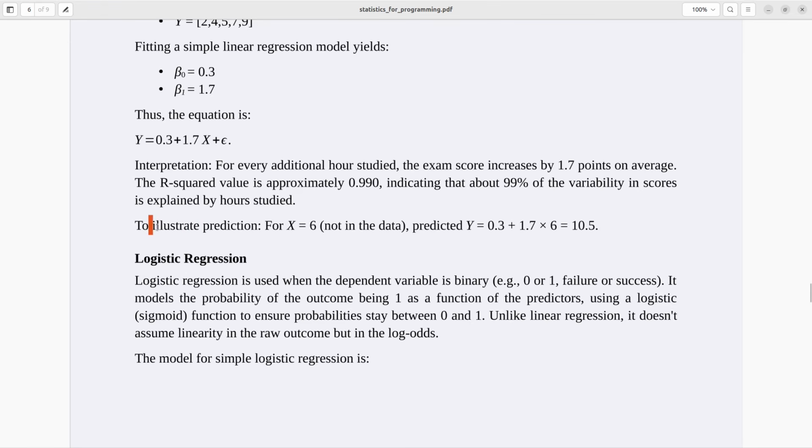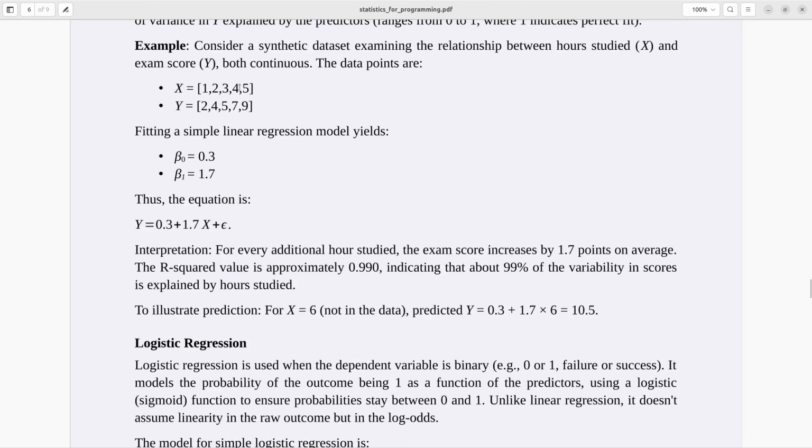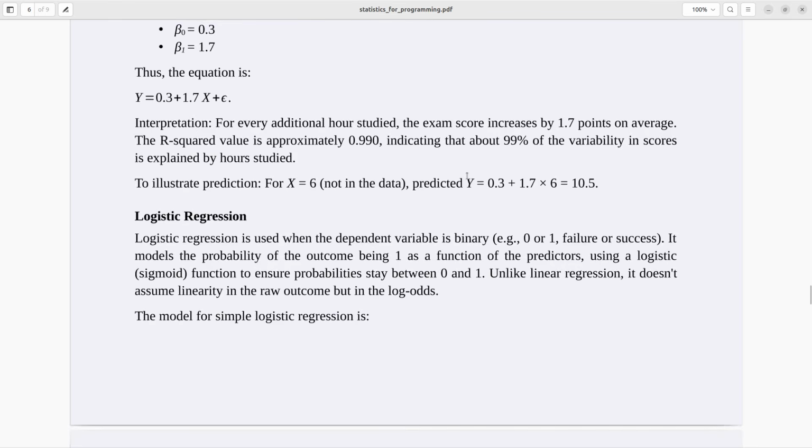So to illustrate the prediction, I can use this example. If I study for 6 hours, which is a value not included in the data points, I would like to predict the exam score to be like that one: 0.3 plus 1.7 times 6, which is equal to 10.5.